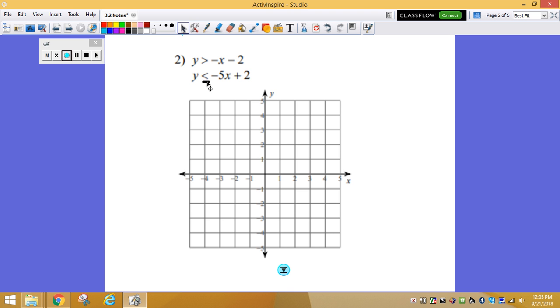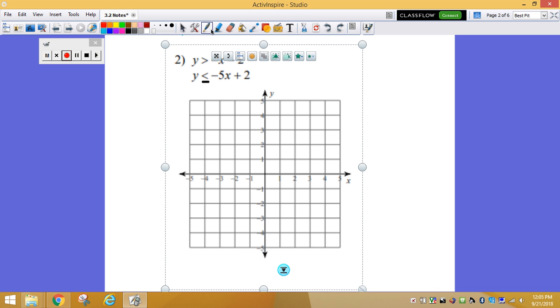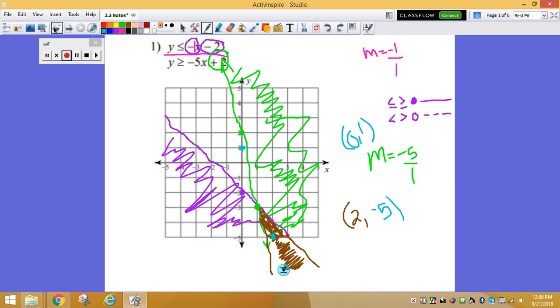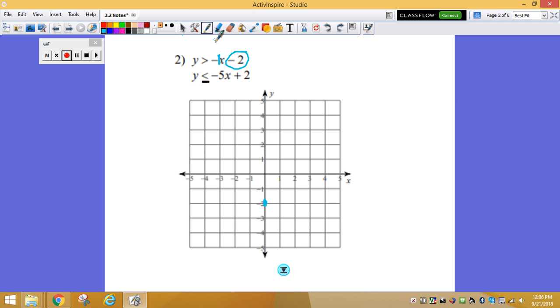Okay, so let's graph this. All right, I'm going to start with my y-intercept, which is at negative 2. My slope is negative 1. Is this not the exact same one? This is the exact same one. Okay, well, I'm going to make up a new one.